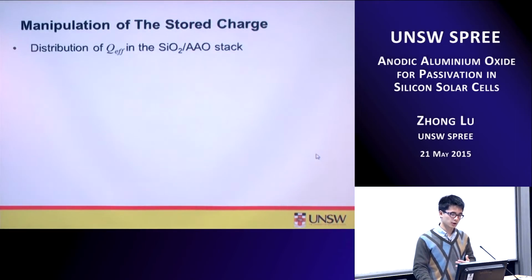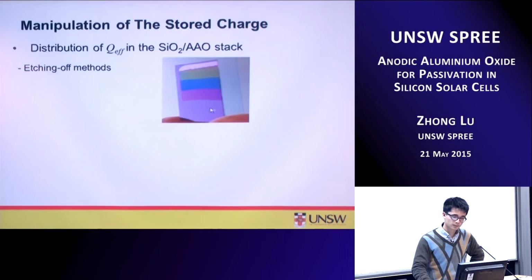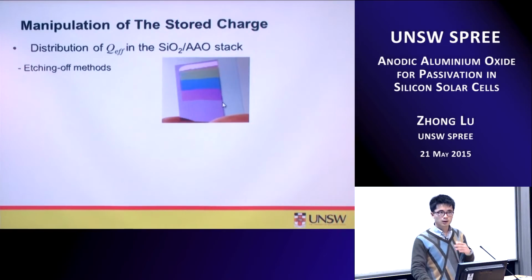Yeah, so it is shown that manipulation is possible, but in order to understand the mechanism, it is useful to try to investigate the distribution of this stored charge. So a very commonly used method is to etch off the dielectric at different locations for different durations, so that you achieve a step profile. So this is an image of the sample. You can see that there's a color difference that corresponds to AO with different thicknesses.